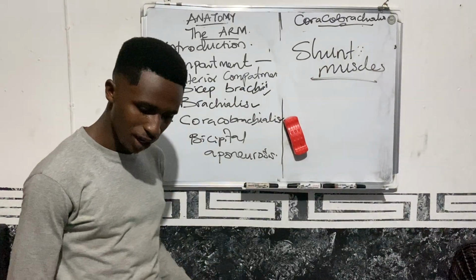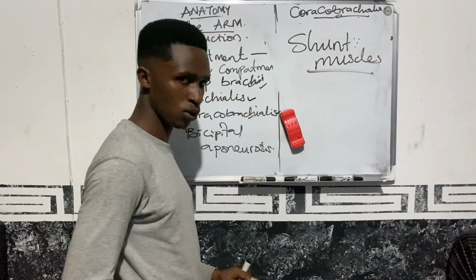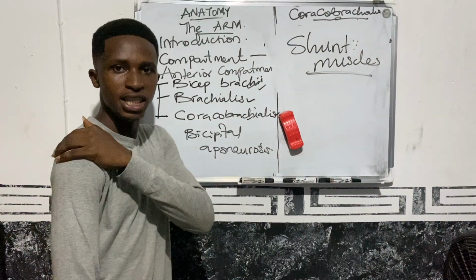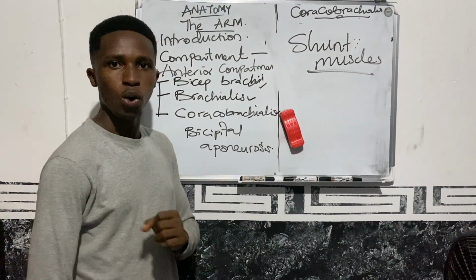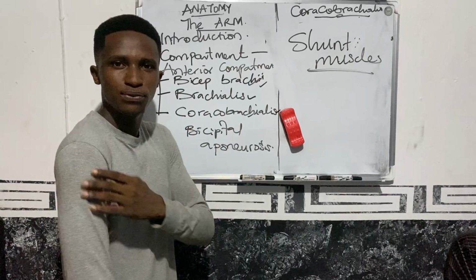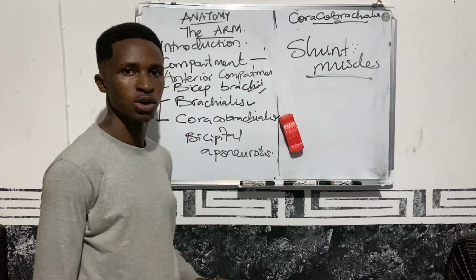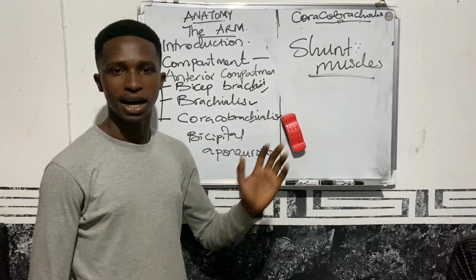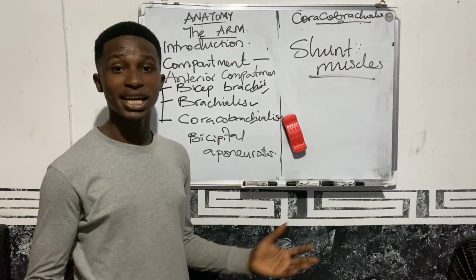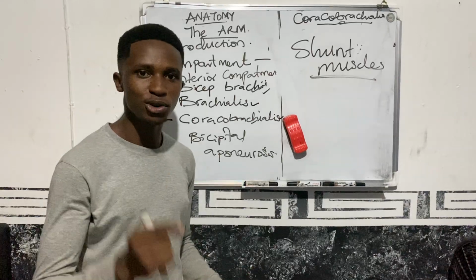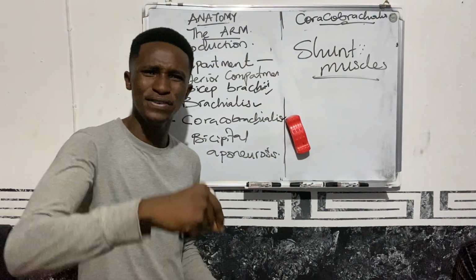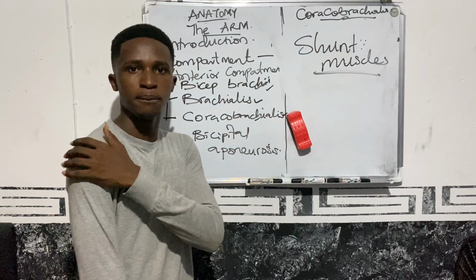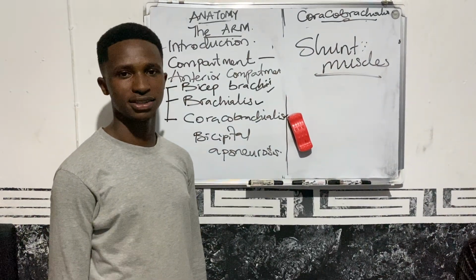Now, imagine you are taking a very large gallon along. What prevents your humerus from leaving the shoulder joint? What prevents the shoulder joint from dislocating inferiorly? What muscles perform that function? The muscles are referred to as the shunt muscles. So what are shunt muscles? Shunt muscles are muscles that prevent the inferior dislocation of the humerus from the shoulder joint.